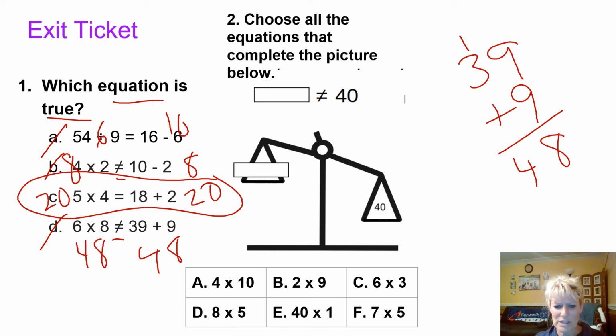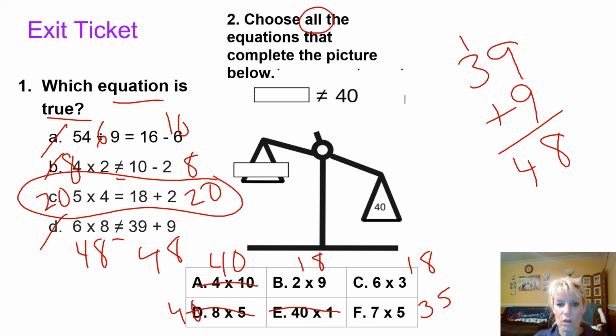On the next one that you did, you needed to make sure that something did not equal 40. So 4 times 10 is 40. That's not going to work. 8 times 5 is 40. That's not going to work. 2 times 9 is 18, so that's a possibility. 40 times 1 is 40, that's not going to work. 6 times 3 is 18, it's a possibility. 7 times 5 is 35, so that's a possibility. I need to choose all that could complete this picture.